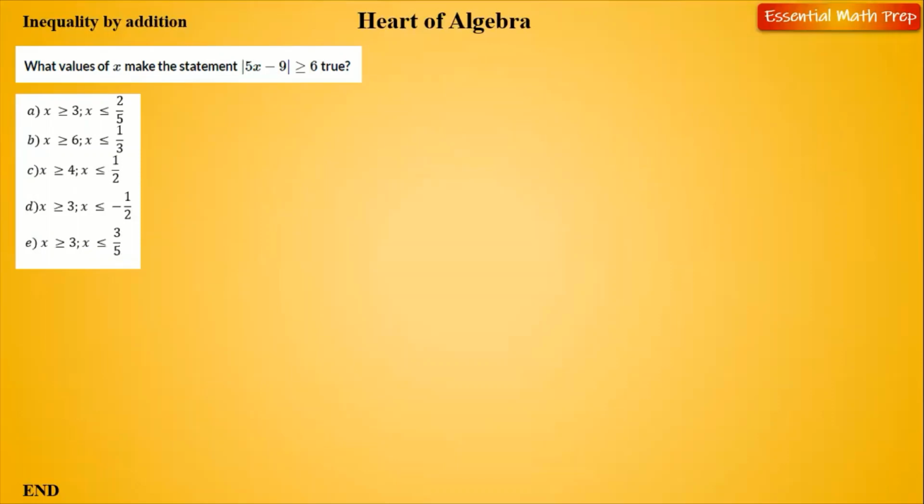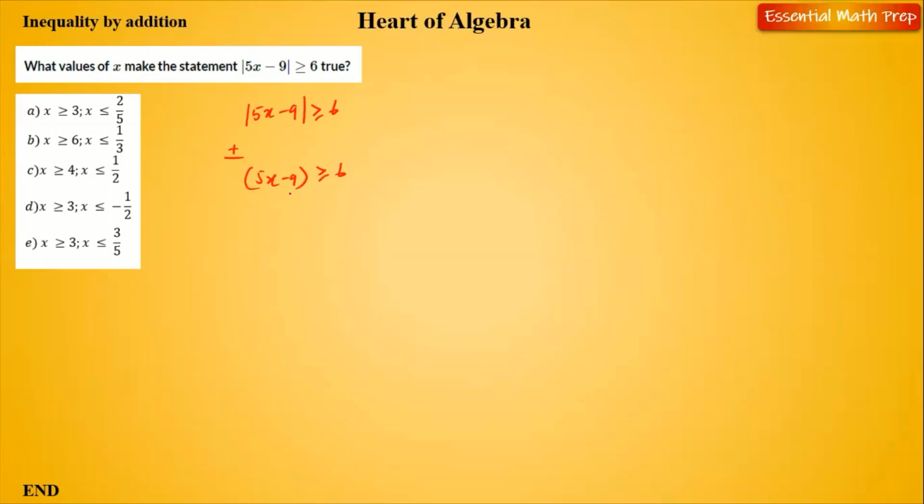I was trying to make short videos on this topic because there's just too many problems. Okay, I don't want to do 10, 15 problems at a stretch. So this will be the last problem on it. What value of x makes the statement absolute value of 5x minus 9 greater than or equal to 6? Well, the logic doesn't change irrespective of how the question is written. So for the positive component, we write 5x minus 9 greater than or equal to 6.